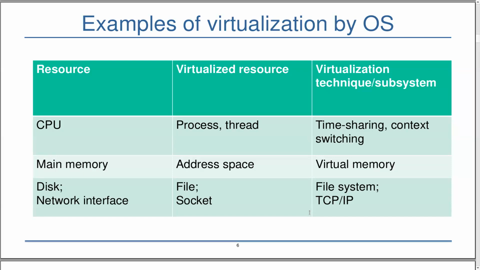So the third resource is IO devices in general, right? Not just one device, we have many IO devices. So what is an example of a virtualized resource? Well, as we mentioned, if we are talking about a storage device, we want to work with files. If we are talking about a network device, we want to work with sockets. So there's an abstraction that is offered by an OS.